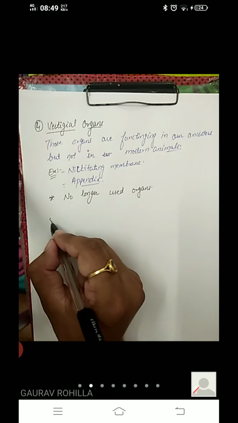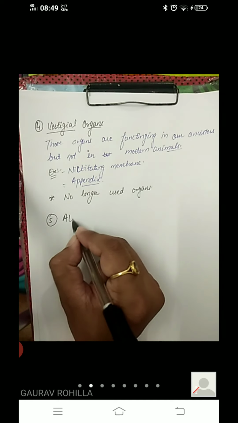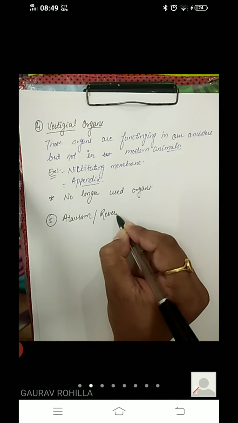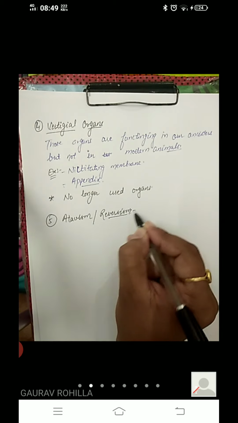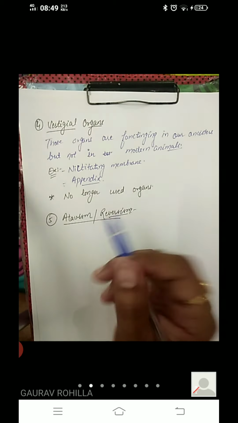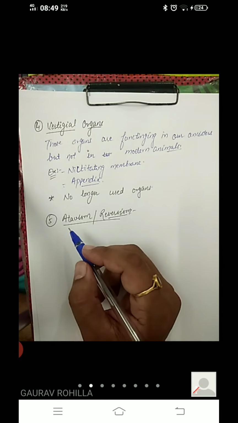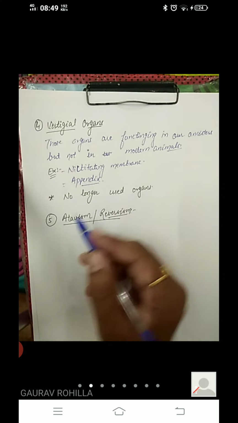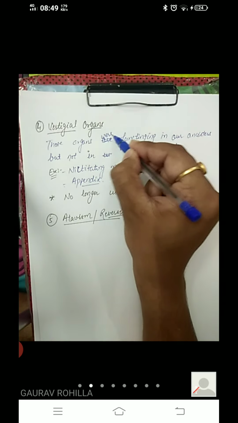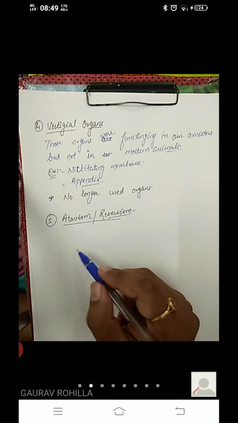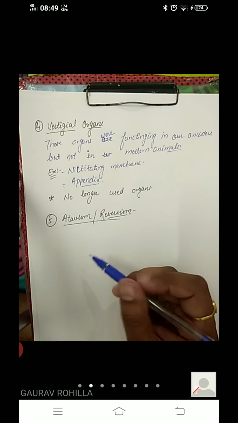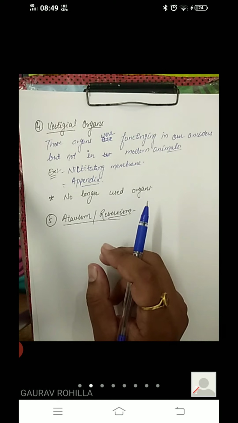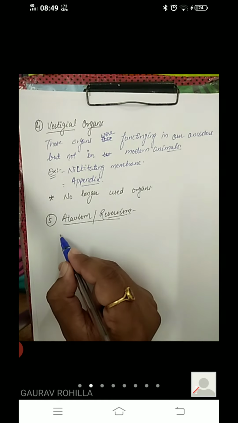But side by side, we have to know about atavism, which is also known as reversion. It means those organs which were functioning in our ancestors, but not in modern humans, are sometimes born with such characters. So we can write it here.